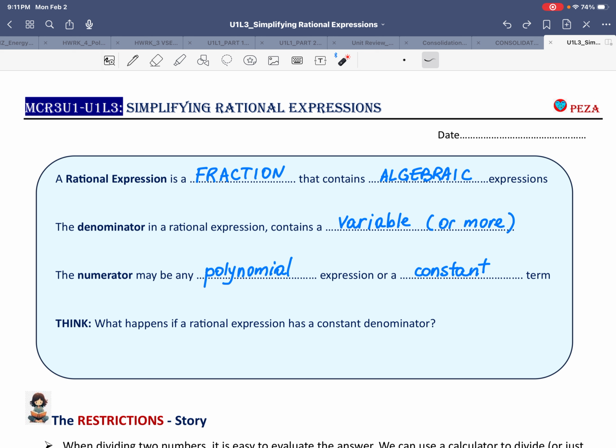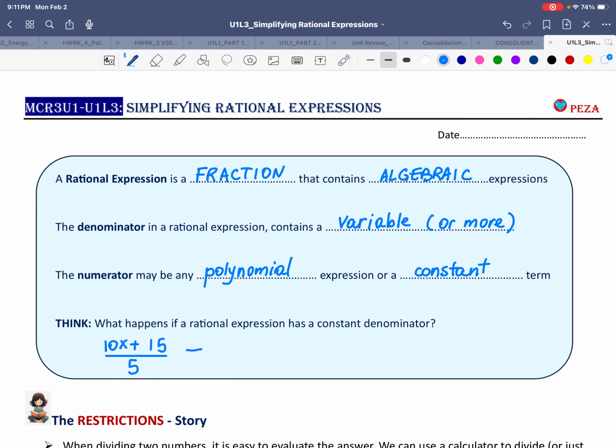Now, I wanted to think what happens if a rational expression has a constant denominator. See how we emphasize here that the denominator has to have a variable, right? But the numerator can have a constant. Now, what would happen if the denominator has a constant? For this, I'm bringing a very simple example: 10x plus 15 divided by 5. As you can see here, the numerator is an algebraic expression, and the denominator is a constant number.